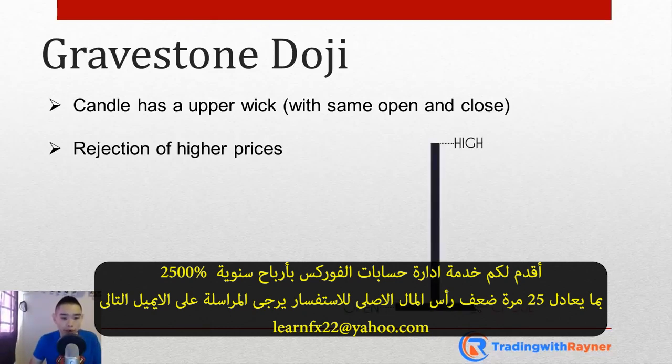All right, you can see that open and close are at the same level, and when the market just opened, the buyers were in control. Then suddenly the sellers took control and pushed price all the way down lower, and finally closed at the open. Bear in mind, with the gravestone doji, again, there could be variations of it, for example like this.